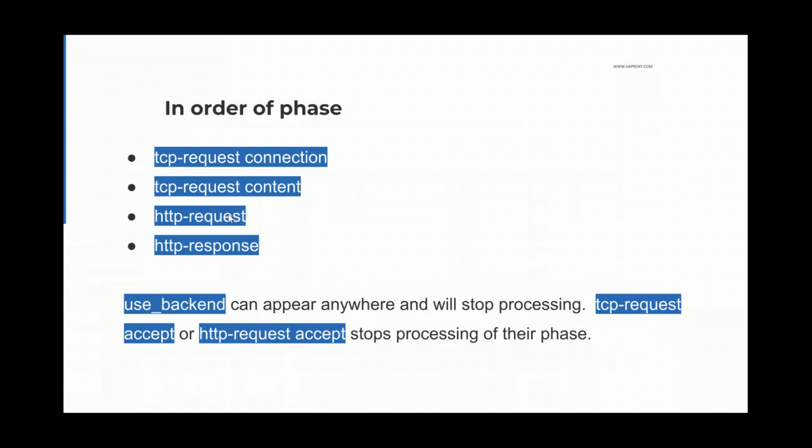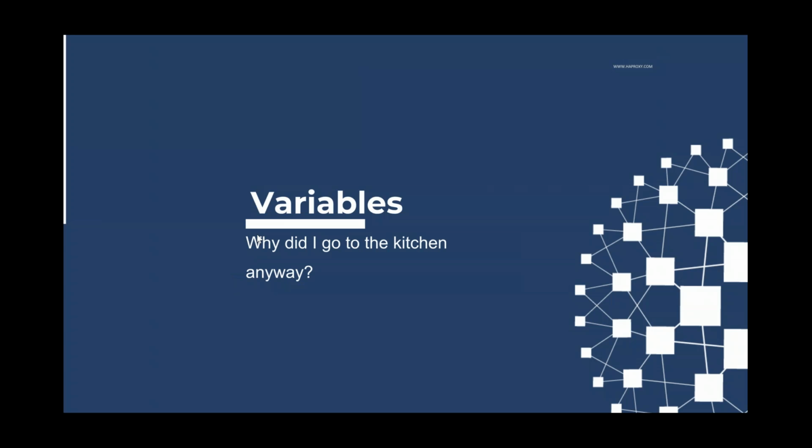HTTP request is where you put your set headers, set paths, all that fun stuff for the request coming from the client to the backend. And HTTP response allows you to inject headers or block a response once the response is coming back from the backend, before HAProxy sends it to the client. I skipped ahead accidentally, but that is basically your major phases.